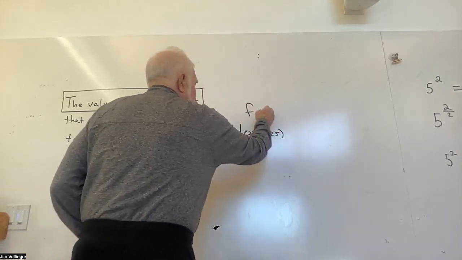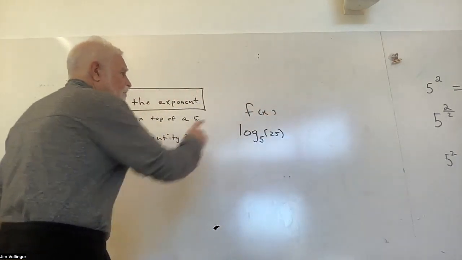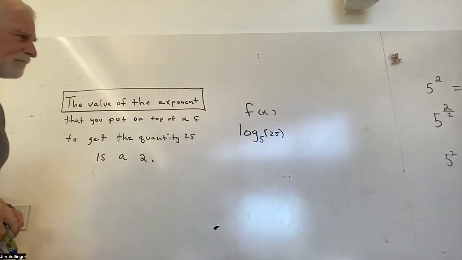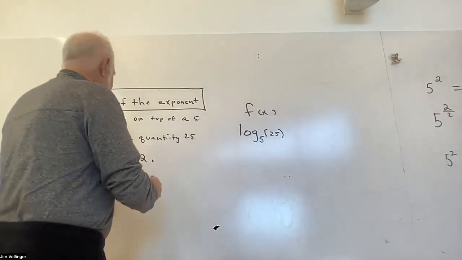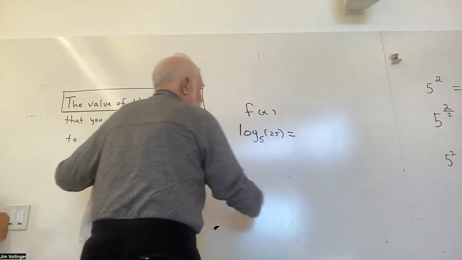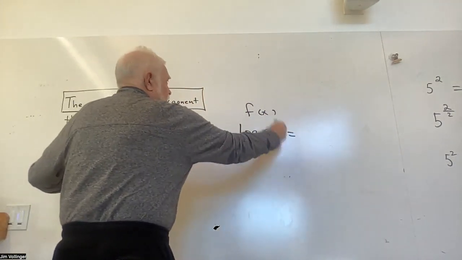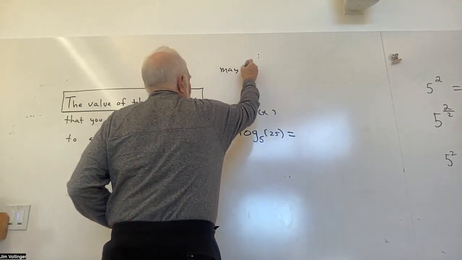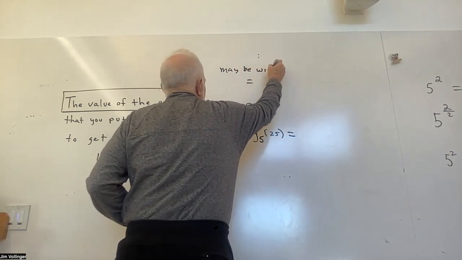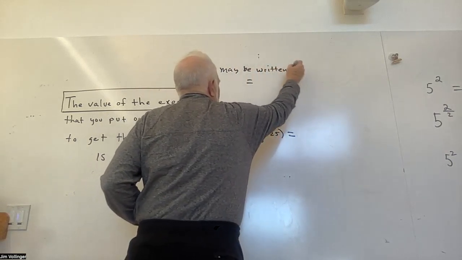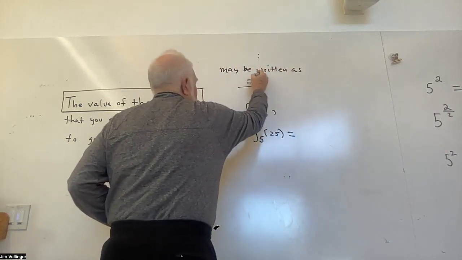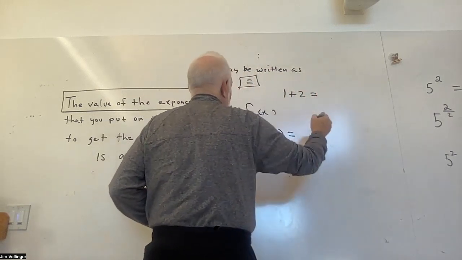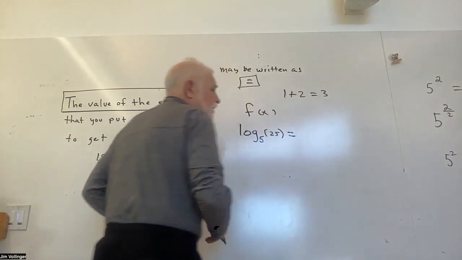this kind of fits the f of x notation now, right? We're performing an operation on a quantity, or using a quantity, gets a 2. Is, we can think of as an equal sign. An equal sign can also be thought of as may be written as. It's good to hear that at least once in your life, may be written as. That's what this equal sign means.